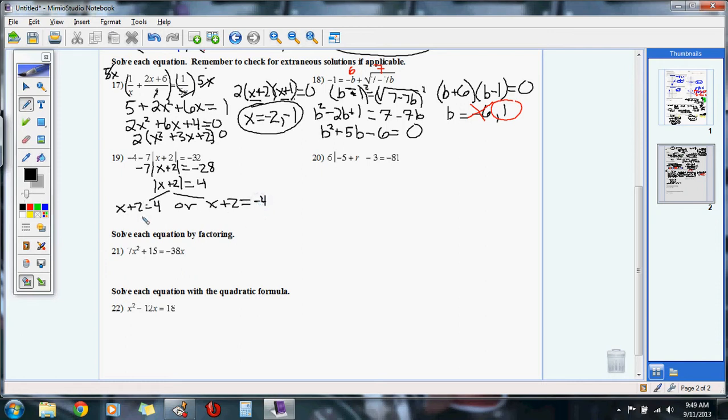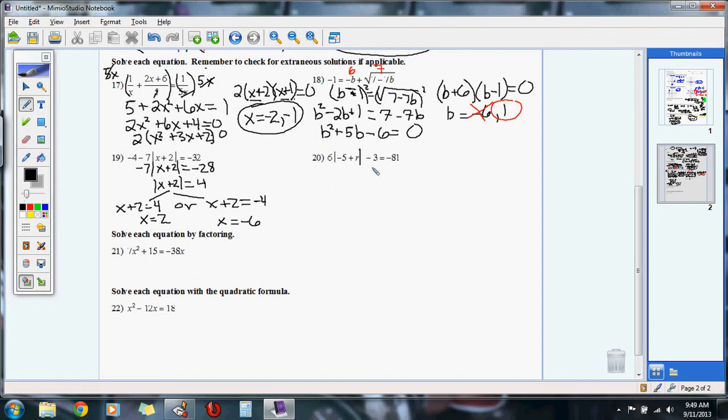Okay? And then when we solve each of those, we get an x value of 2, and we get an x value, subtract 2 from both sides, of -6. And when I plug both of those in, those both work. All right, and then looking here, it looks like on this one, the absolute value sign was lost. It's supposed to be right there.